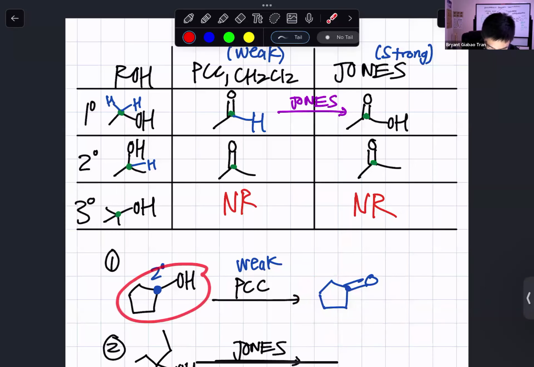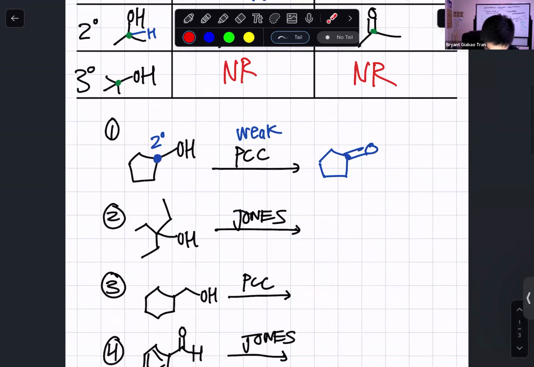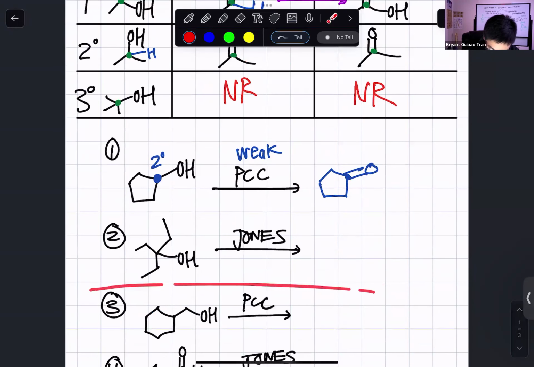Oxidizing a secondary alcohol with PCC resulting in a ketone. Okay, so it just forms a double bond with the oxygen. Yep, forms a double bond with the oxygen and gets rid of that hydrogen right there. Because there's no more hydrogen there, we exchange that hydrogen bond for this bond with oxygen here. Okay. Next one.